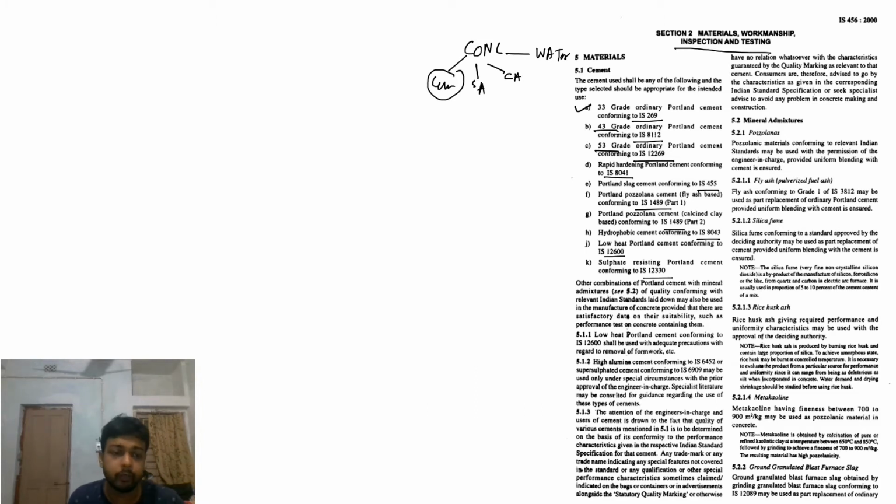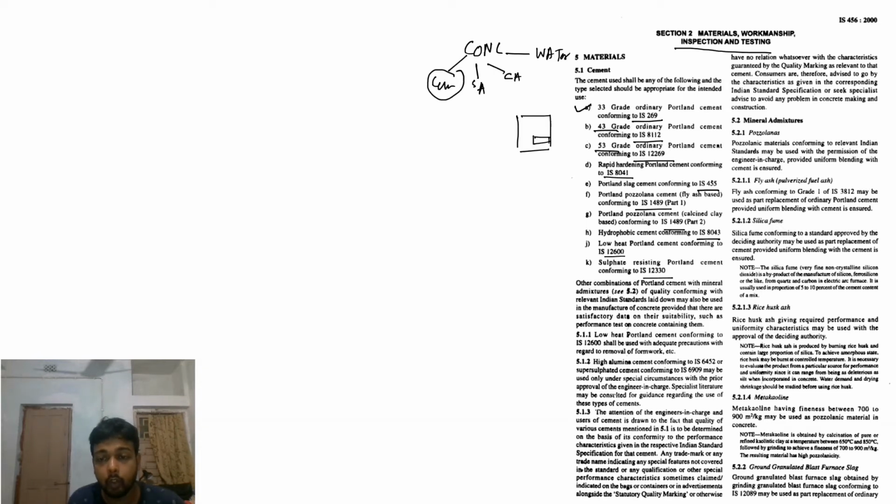One more thing: if you work on a site and look at the cement bag, they mention the IS code there. In this way you can check the IS code if you are working on site. Now we talk about other combinations of Portland cement and mineral admixture, of quality conforming to the relevant standard.